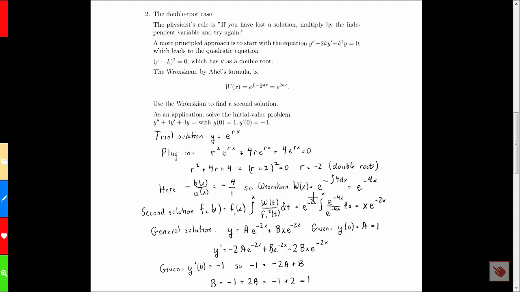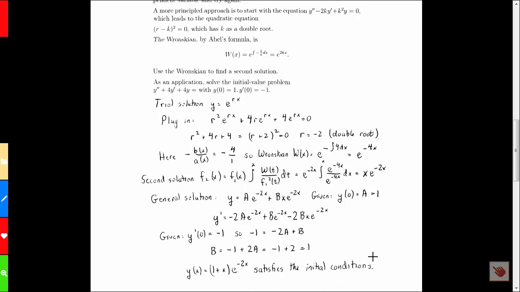So f1 of x is e to the minus 2x. The Wronskian is e to the minus 4x. f1 squared is e to the minus 4x. And I really should have written t's instead of x's here, but I'm not going to restart the whole video in order to do that. The answer is, the second solution is x e to the minus 2x. Multiply by the independent variable.